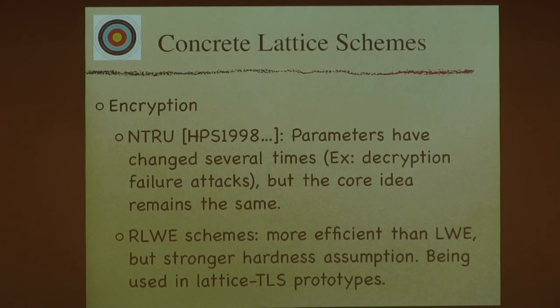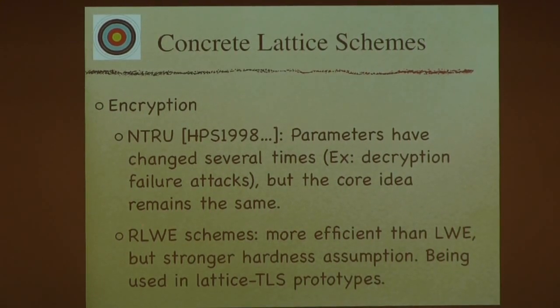For encryption, the oldest one is definitely NTRU, first published in '98. The parameters have changed quite a few times. Sometimes they use sparse keys, they use product forms. A lot of things have changed. Perhaps the biggest change was when decryption failure attacks appeared in 2003. But it's the oldest lattice scheme, and it's the one that has resisted so far. Even though the parameters have changed several times, the core idea remains the same. This is perhaps the cryptosystem for which there is the most trust because of its history.